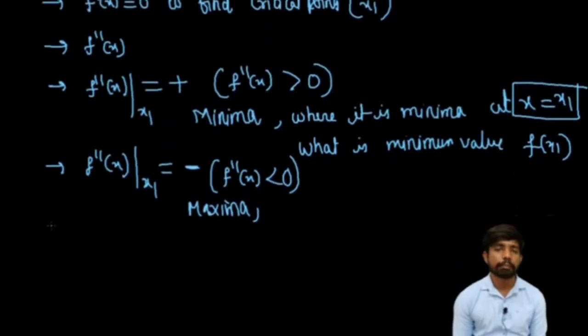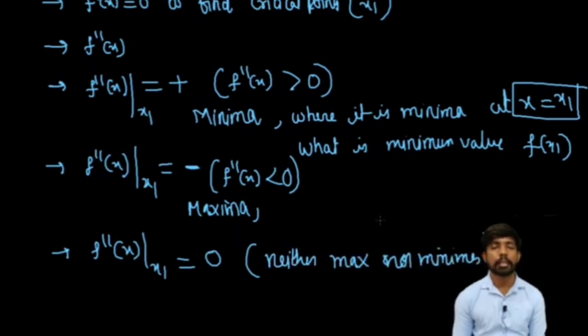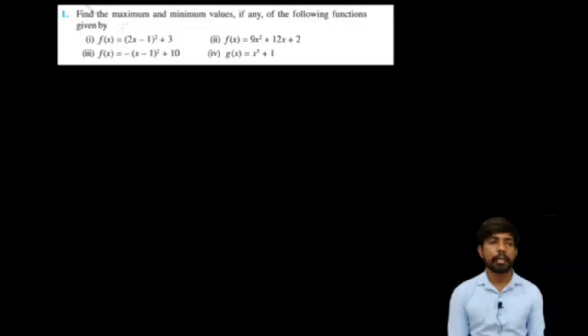In a similar way, in the double differentiation, substitute x1. If this comes out to be 0, then this is neither maxima nor minima. So here we have a question: find the maximum and minimum values, if any, of the following function given by.